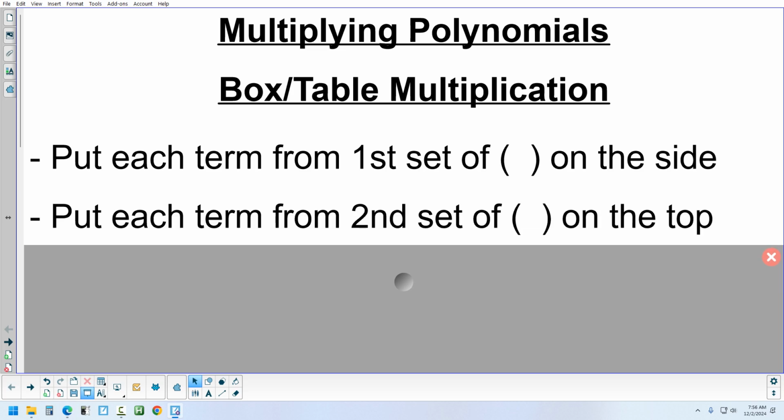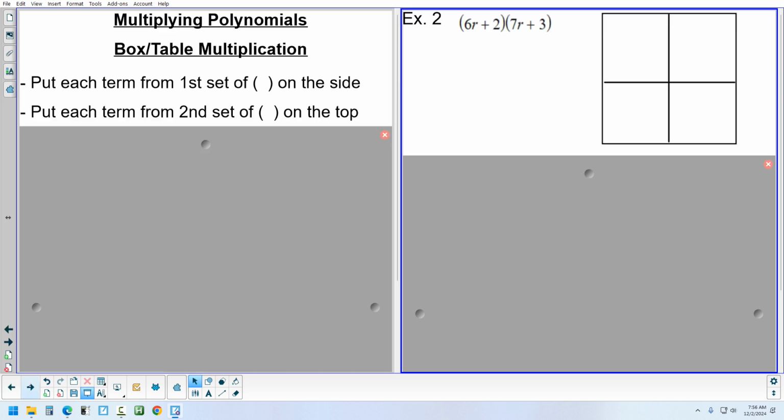All right. So when we use the box method, you're going to have two sets of parentheses that you need to multiply together. In this particular one, there are 4 terms: the 6r is a term, the 2, the 7r, and the 3. You take the terms from the first set of parentheses, the 6r and the 2, and those are going to go across the top of the box. I usually write them on the outside of the box. Don't worry, we're going to do that in a second.